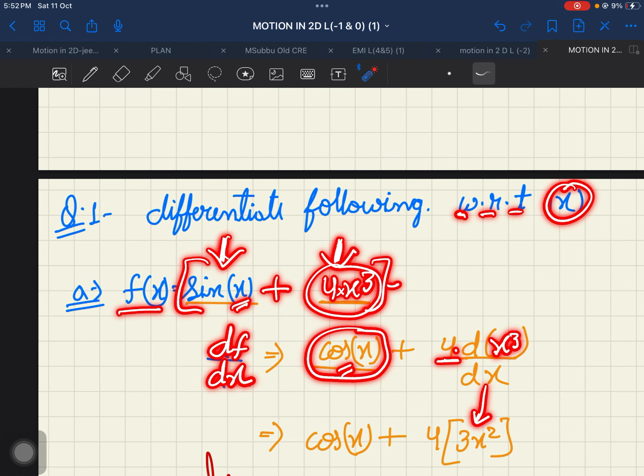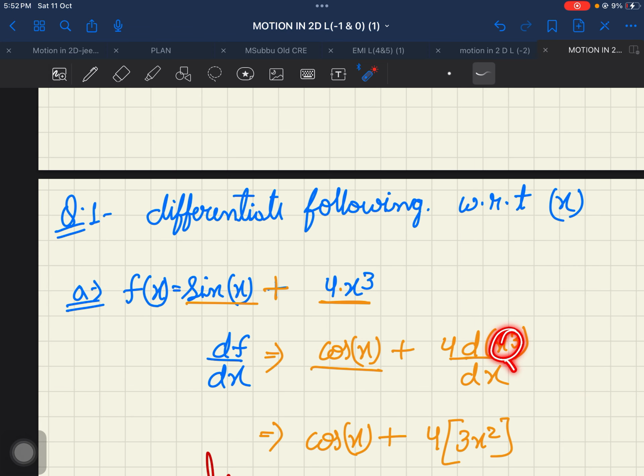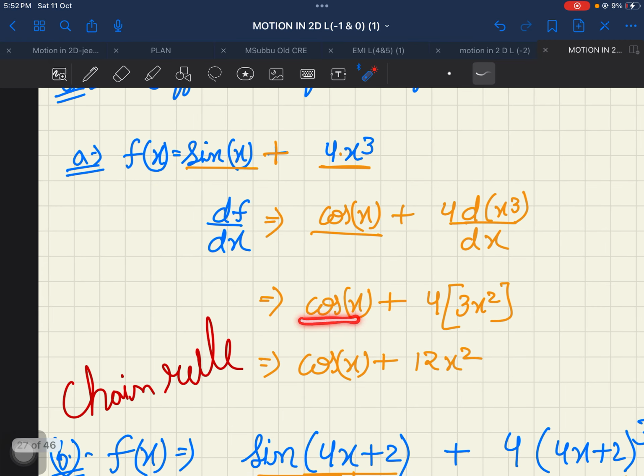It is like this: x to the power n. The differentiation of x to the power n is n x to the power n minus 1. So for x cube, the differentiation is nothing but 3x square. So it is cos x plus 4 times 3x square. So this is the differentiation.